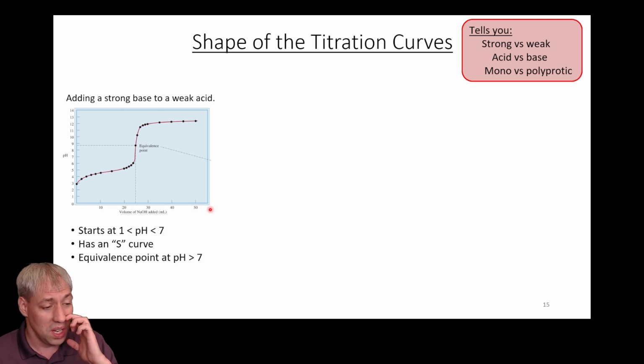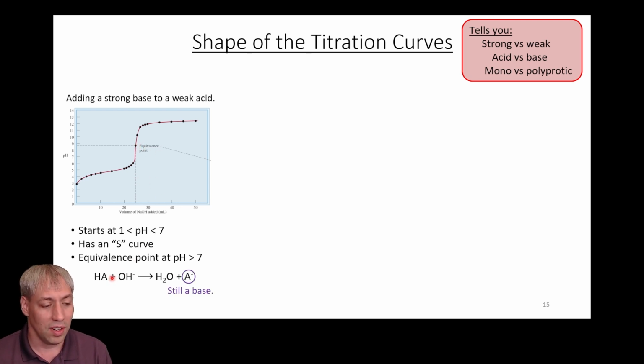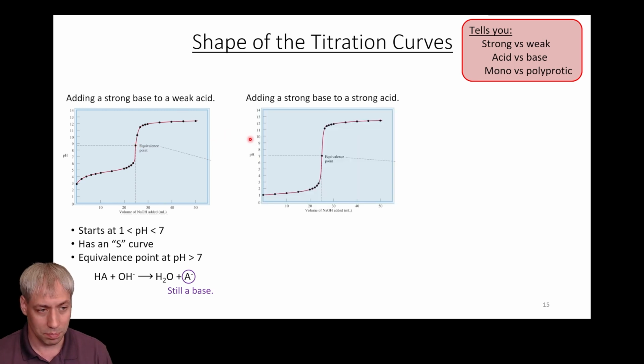The reason we know it's a weak acid: it's an acid because it's below pH 7, right? But it has this S-curve shape, and that S-curve basically says there's a buffer region here. It tells you it has to be a weak acid and a conjugate base. Also, the equivalence point is greater than pH 7, which means you're generating A-, which is a basic species, which is why the equivalence point is there. Even if you consume all the HA, you still have a bunch of A- laying around, so it's not a neutral solution. The pH is actually above 7 at the equivalence point.